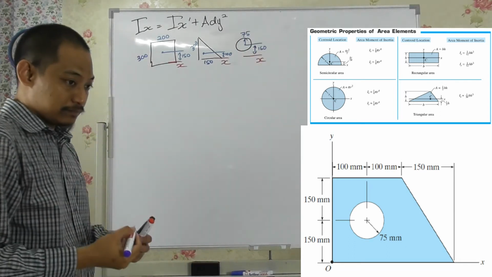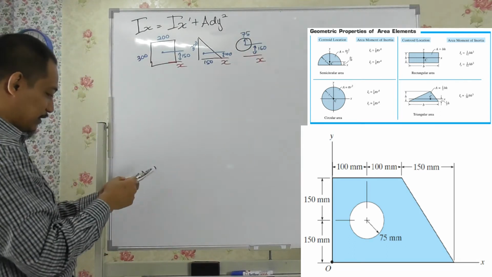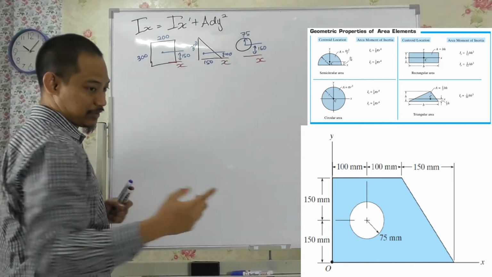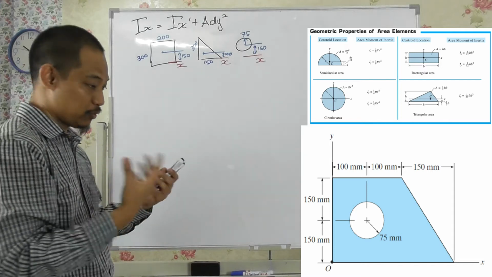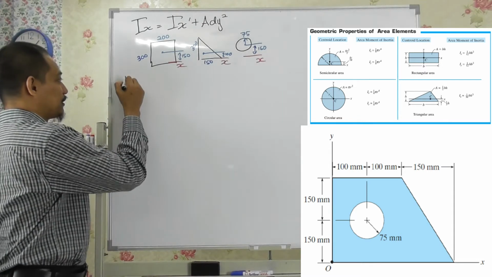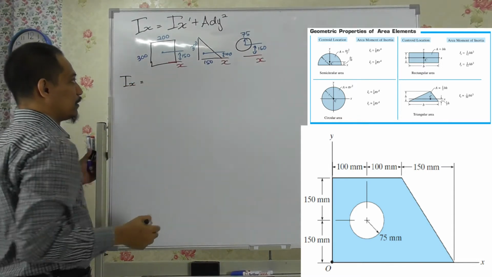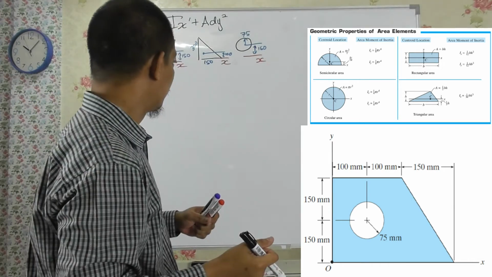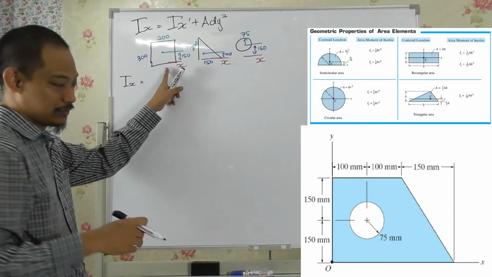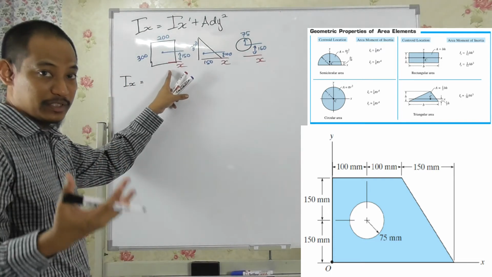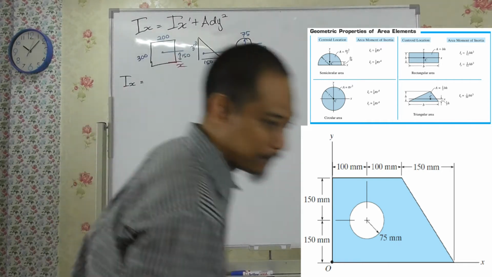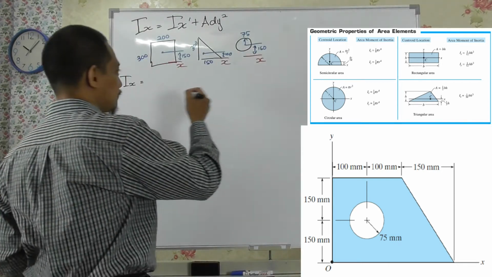Okay, so based on that, again, plus plus minus, because the circle here is a whole, so it's minus. So if you calculate for Ix, looking back at the table, you have already memorized it: for the rectangle, 1 over 12 BH cube. This one is 1 over 36 BH cube.